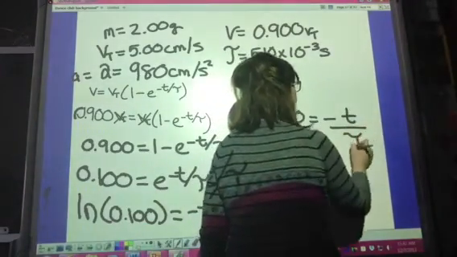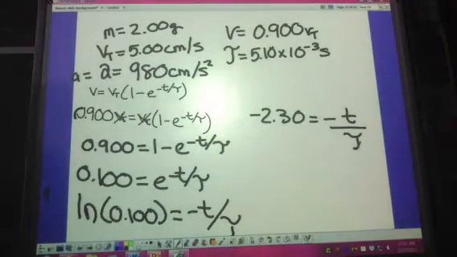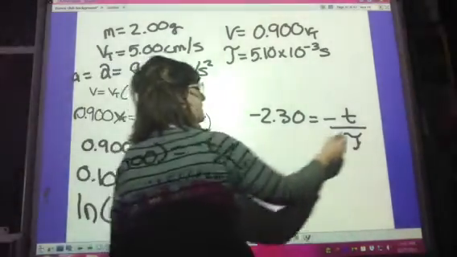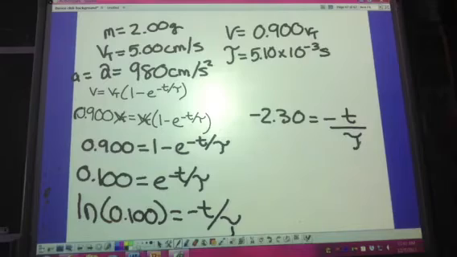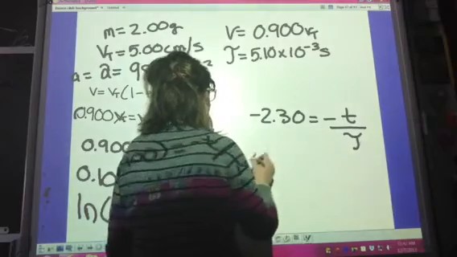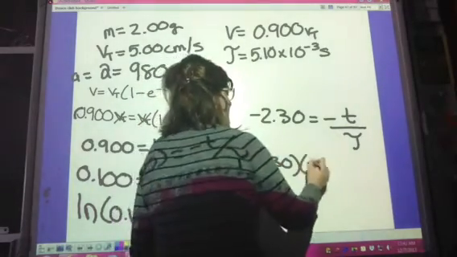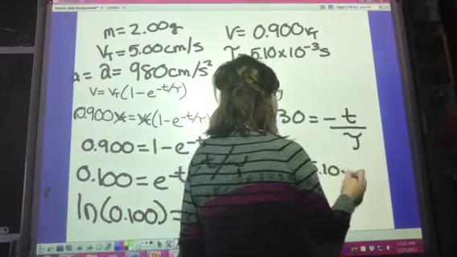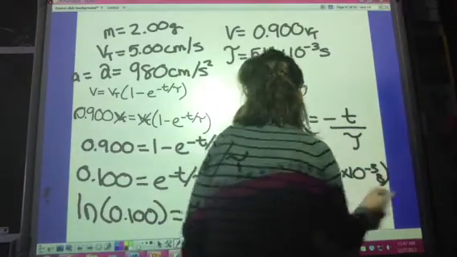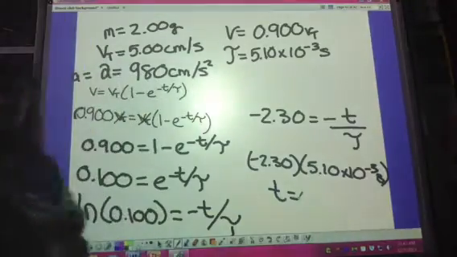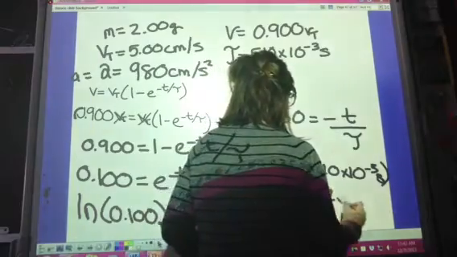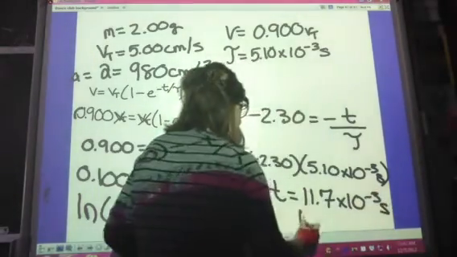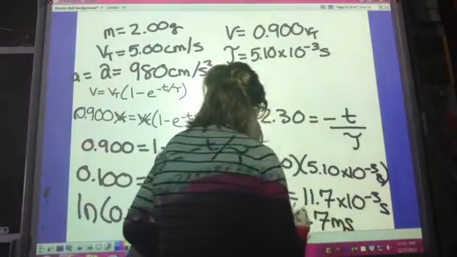t over tau. Well, my goal is to find t, and we have tau, so this would just become a negative 2.30 times that time constant tau, which is 5.10 times 10 to the negative third. If I multiply negative 2.30 times my time constant, 5.10 times 10 to the negative third, I'm going to end up getting my time to be equal to 11.7 times 10 to the negative third seconds, which would be 11.7 milliseconds.